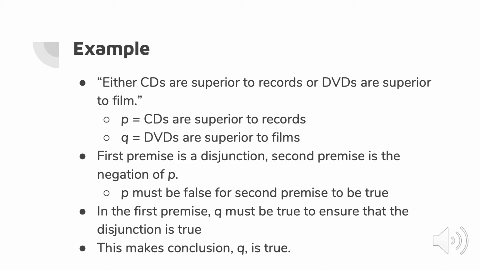Since the second premise is the negation of P, CDs are not superior to records, P must be false in order for the second premise to be true. This means that in the first premise, Q must be true to ensure that the disjunction is true, and thus the conclusion Q is also true.